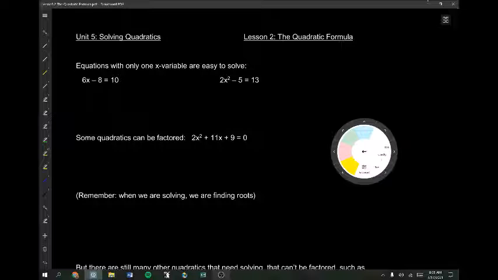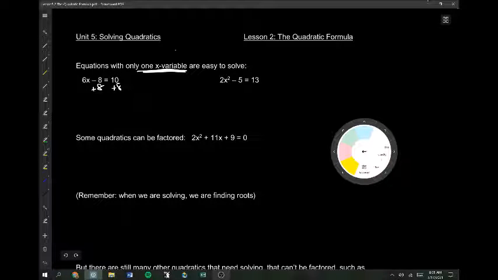So we've been talking about quadratics for a while now. Let me do some quick review of the basics we have to understand before we move forward. If you have equations, and equations mean you have an equal sign somewhere, with only one variable, then solving that equation is quite simple. You just get the variable by itself.